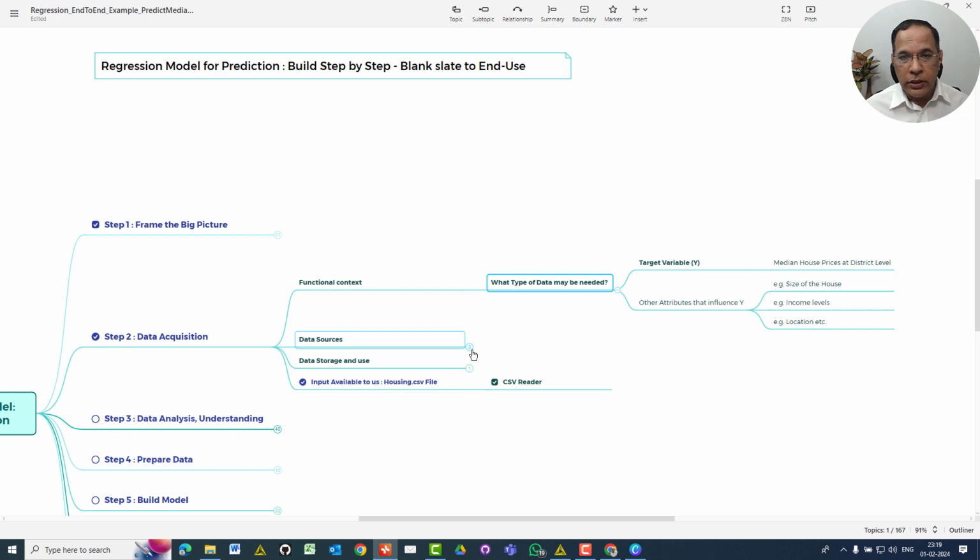It could be an ERP, it could be a database, it could be a file, any of these, right? So that's sort of what we are trying to do here in terms of making sure we can go and get the data, and then the landing zone in terms of storage and these kinds of things can be there, right? One quick touch point is the target variable and then the other attributes. In our example case, the target variable, like I said, is median house prices at a district level, right? And there could be other variables which are helping us determine that.